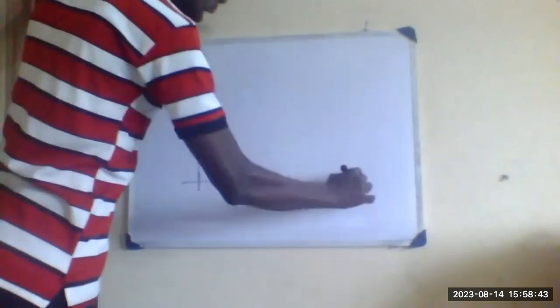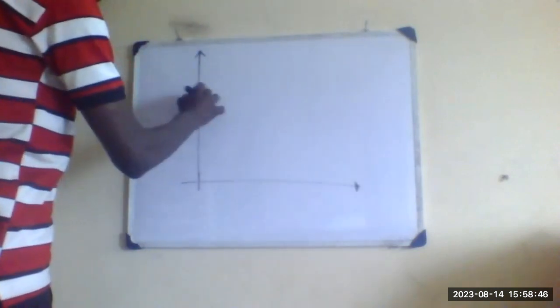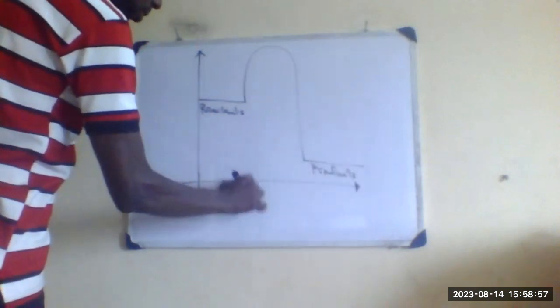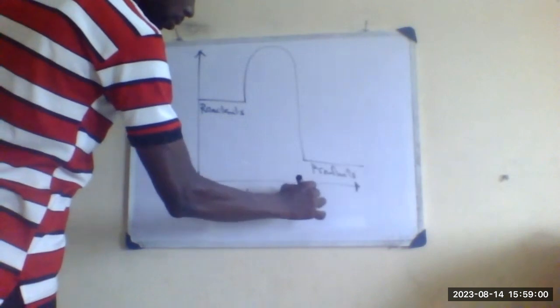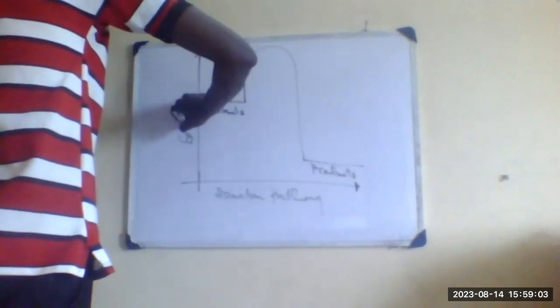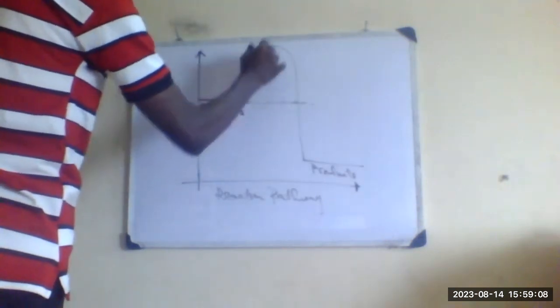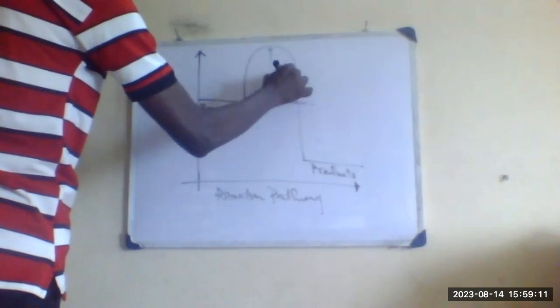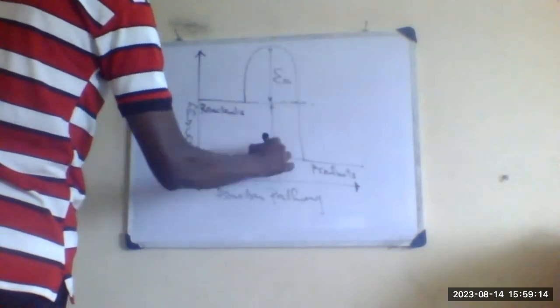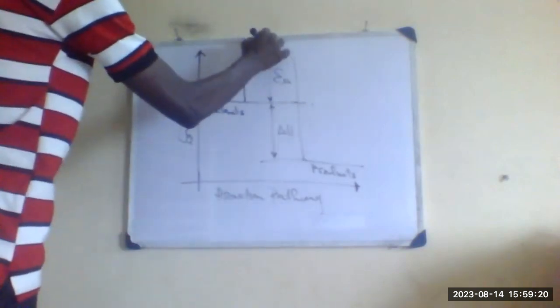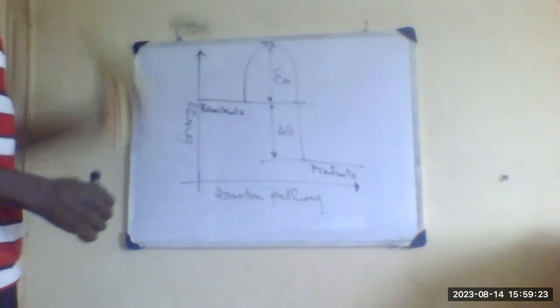This is the energy profile diagram showing the presence of a catalyst. Reactant, product, reaction pathway. Up here is energy. From here to here is called EA, activation energy. From here to this point is called enthalpy change, H. Up here is called TS, activated complex or transition state. Did you get that?